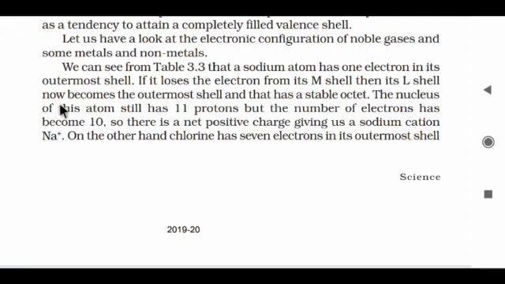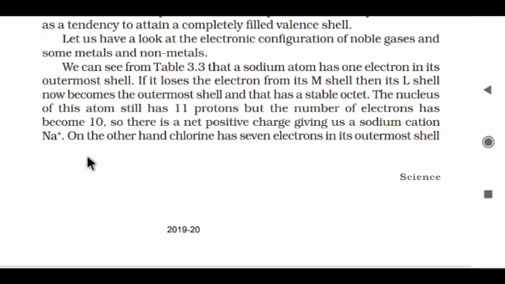The nucleus of this atom still has 11 protons. In the nucleus there will be 11 protons because there will be no change in the structure of the nucleus. An atom can just donate or accept electrons. Protons will remain as they are, but the number of electrons has become 10. So there is a net positive charge, giving us a sodium cation.